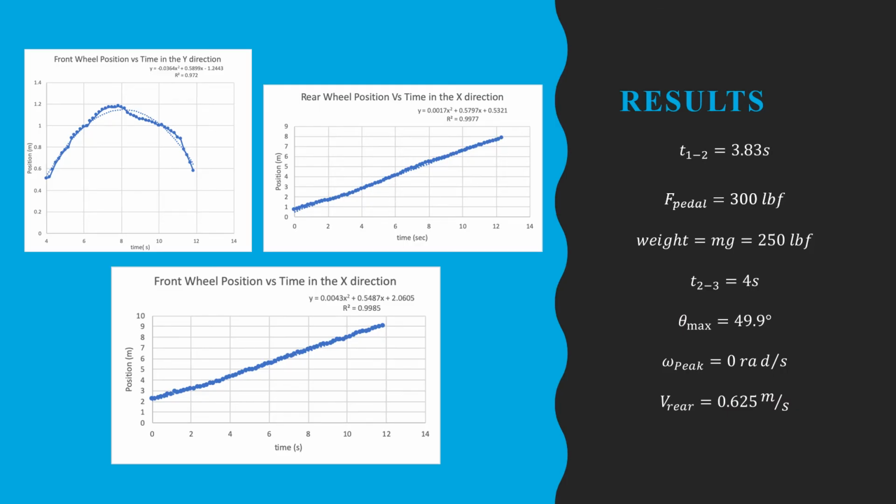On this slide, you can see the results from our tracker program, where the first graph is showing the position of the front axle in relationship to time, reaching the peak of the wheelie at 3.83 seconds after liftoff, then returning back to the ground approximately 4 seconds after reaching the peak. The other two graphs are showing position of the rear axle in relationship to time, as well as the relationship of the frame's position with respect to time. On the right hand side of the slide, you can see some approximated and assumed values.